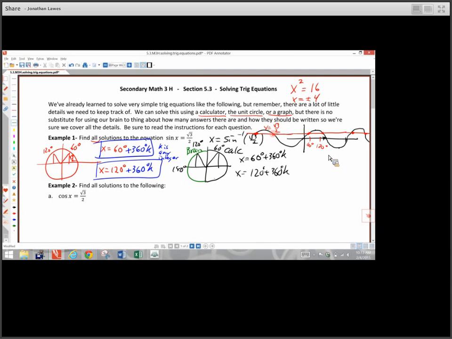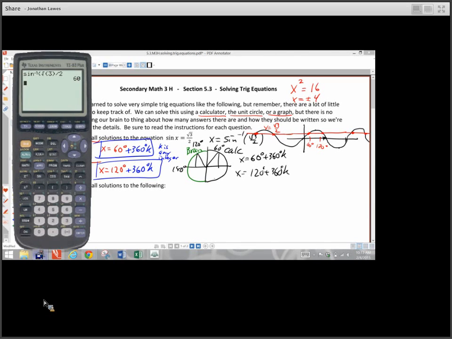And notice, how far would it be from this point where it intersects the red graph on the way up to this point where it intersects the red graph on the way up? 360 degrees, because what's the fancy word for that? The horizontal distance needed to repeat that pattern? Period, because the period's 360 degrees. Everybody good with that? Okay, let me just show you really quickly how to do this on the calculator.